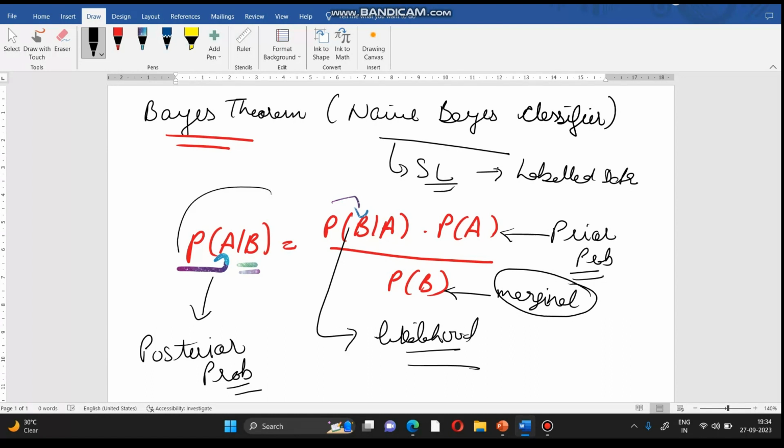The value that we are going to calculate, the probability of occurrence of A with respect to event B, is known as the posterior probability that Bayes theorem calculates. Here P of B given A is the likelihood, multiplied by the probability of A, the prior probability of occurrence of A, and P of B is the marginal probability. So this is what we have in the Bayes theorem. Now let's see how we derive this Bayes theorem.